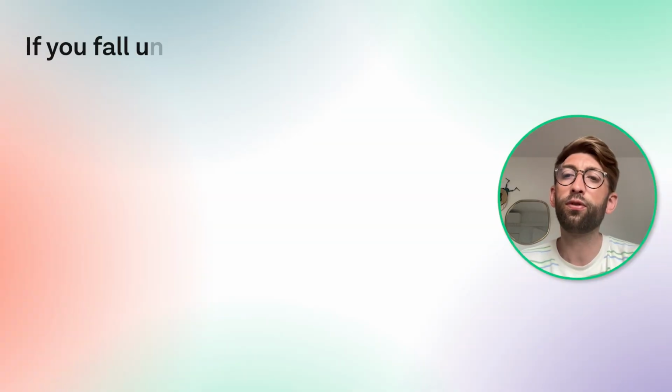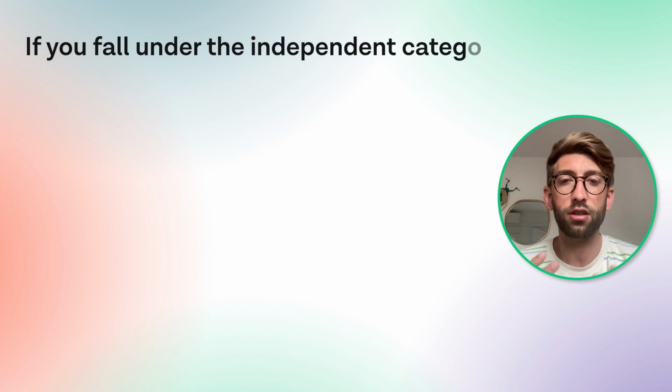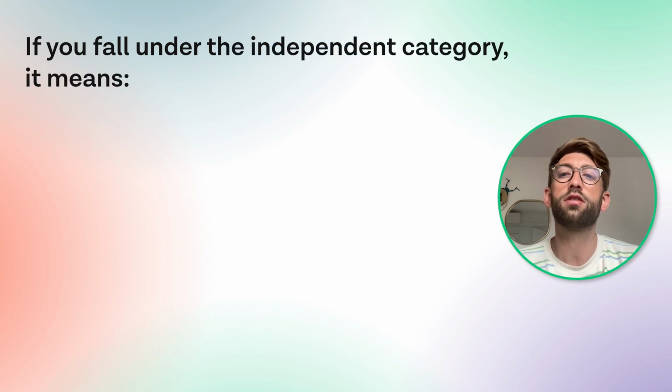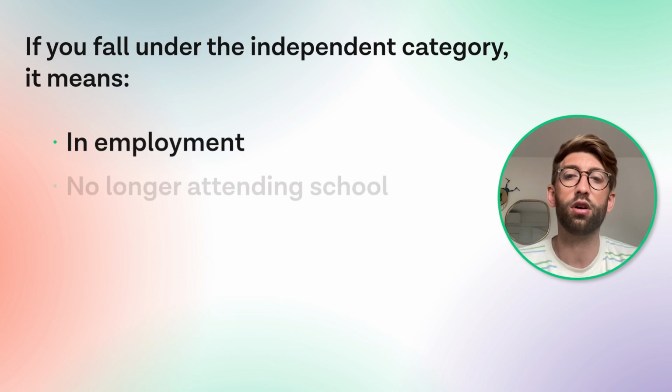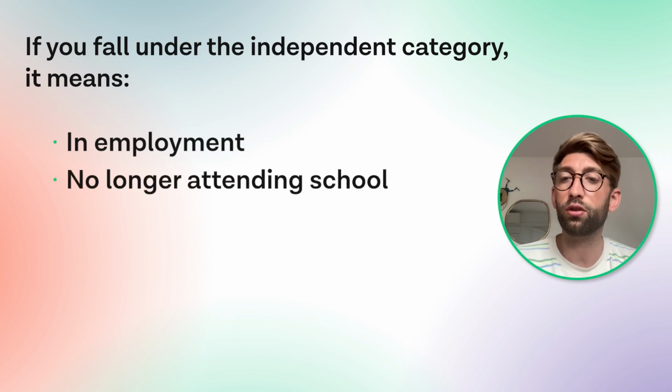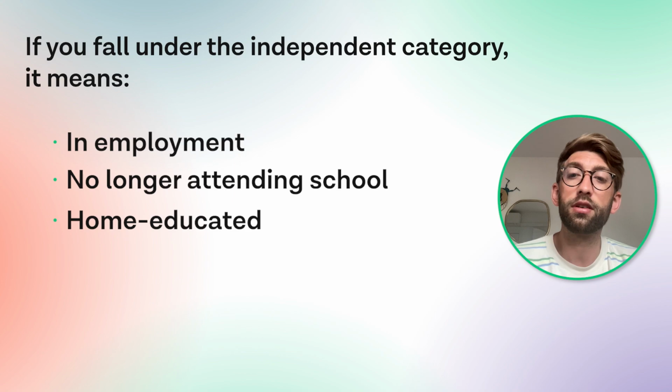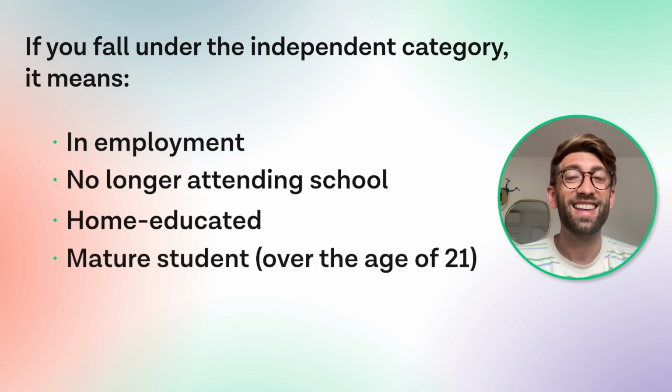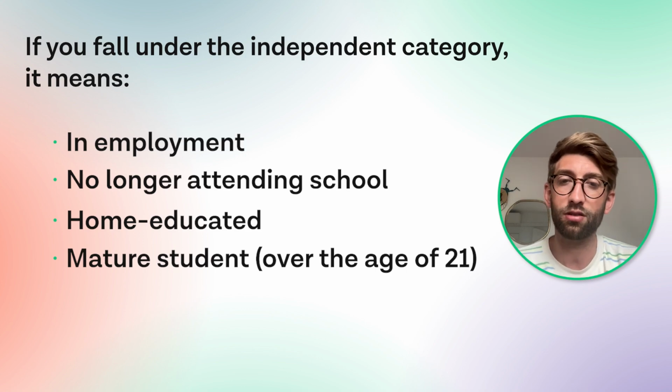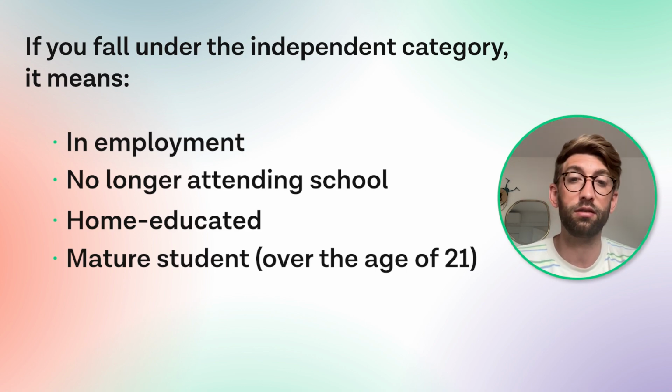Now again, if you fall under the other category, that means you're an independent. That usually means that you are either in employment or you are no longer attending school, you're home educated, you're maybe considered a mature student, which is the grand old age of 21 or above when you're submitting your application, or simply that you want to be independent from the centre-linked application process.